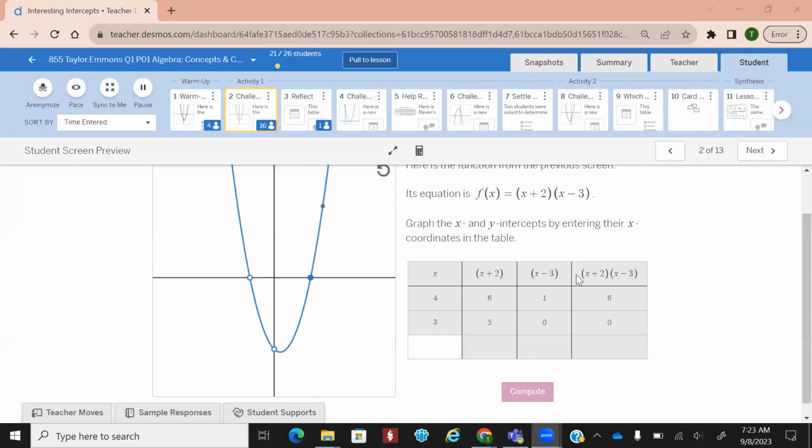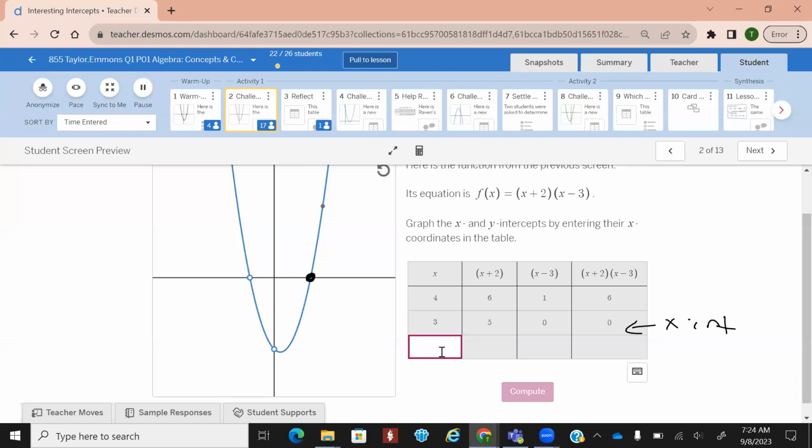And here, they're asking for the intercept. So that's where it crosses the x-axis and the y-axis. Okay, so let's say that we plugged in 4. I don't know, because 4 is a good number. If we plugged in 4, this is what it computed. We get 6. If we plugged in 3, we get 0. What intercept is this, x or y? Okay, so this is going to be an x-intercept, right? So that's going to be this guy right here. Okay, so what other number would be an x-intercept?